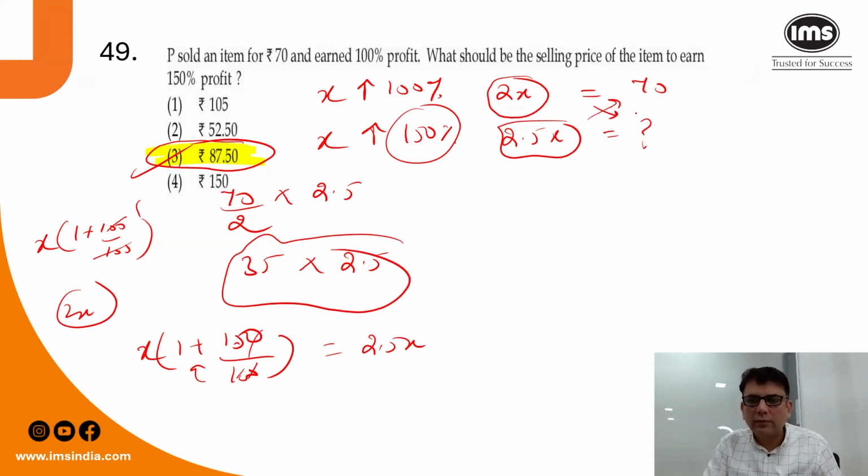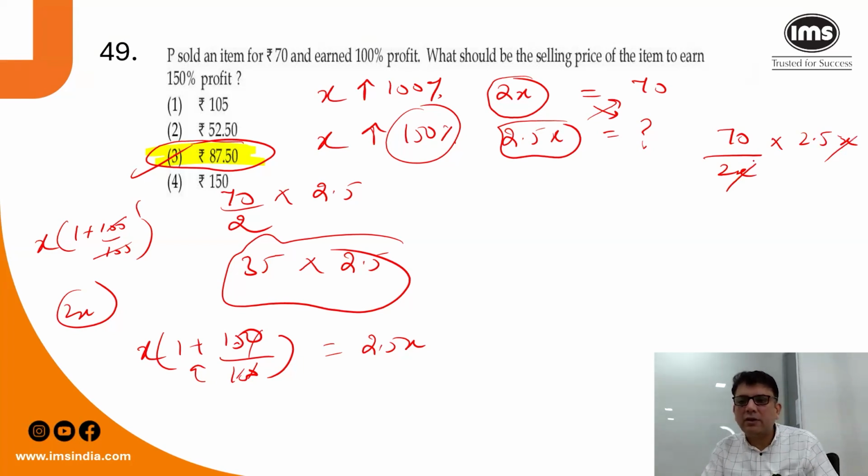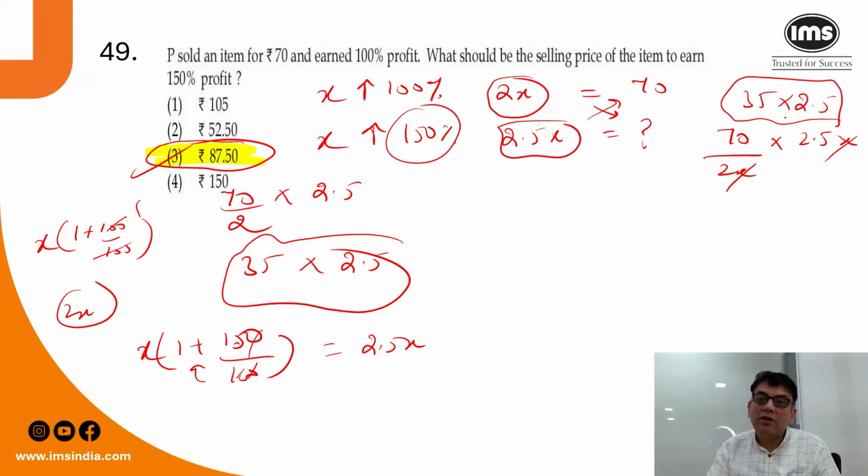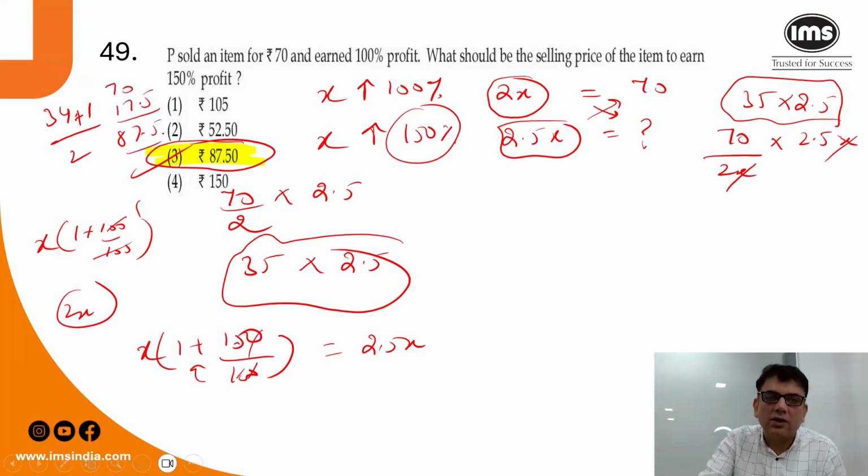Cross multiply, तो 70 divide by 2 into 2.5, तो क्रॉस मल्टीप्लाई करोगे, 2x से डिवाइड किया और 2.5x से मल्टीप्लाई कर दिया, मेरा आंसर आ गया 35 into 2.5, 35 into 2, 35 का डबल करो, और उसमें 0.5 का मतलब होता है हाफ, तो हाफ ऐड कर दो, 35 का डबल होगा 70, 35 का हाफ हो गया 17.5, तो 35 का डबल 70, हाफ 17.5, मेंटली करना है, 87.5 will be the correct answer, third option.